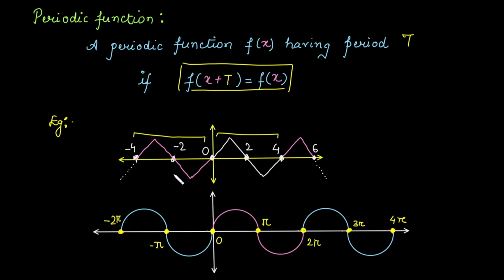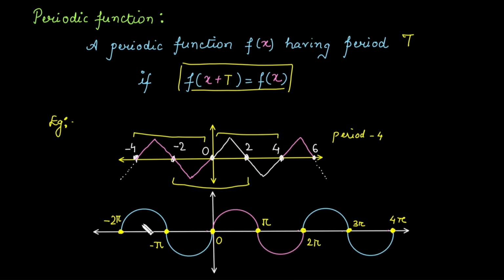It means it is repeating after the interval of 4. You can even observe from -2 to 2, lower triangular, upper triangular, and the same again. This pattern is repeating after the interval of 4. So it means whatever this function is, its period is 4.